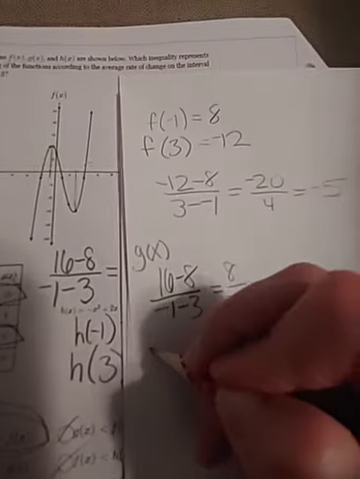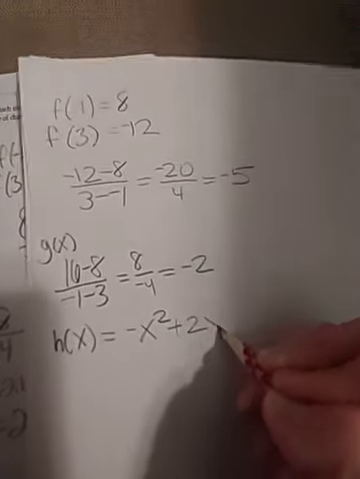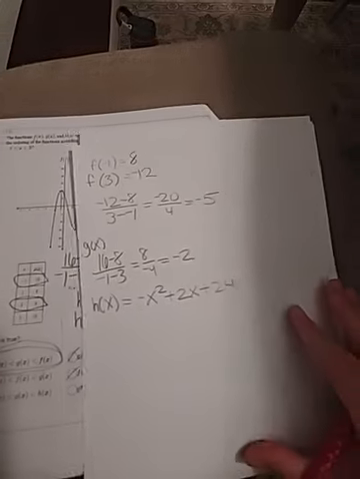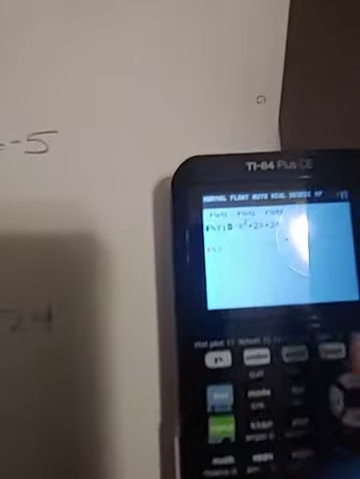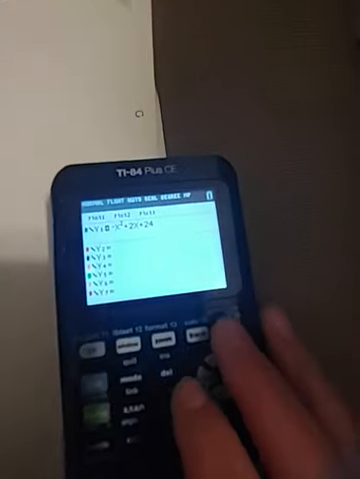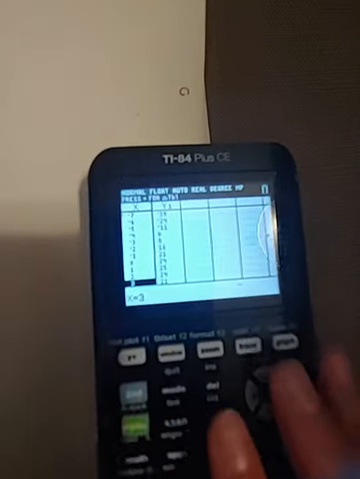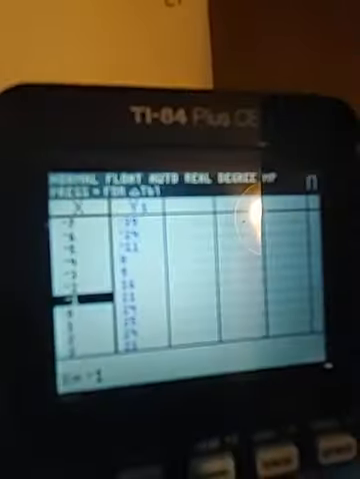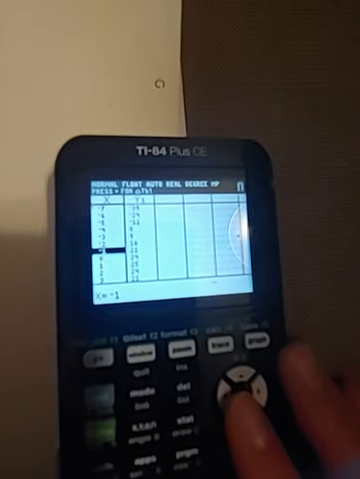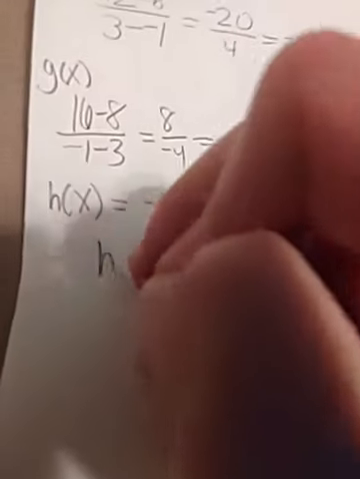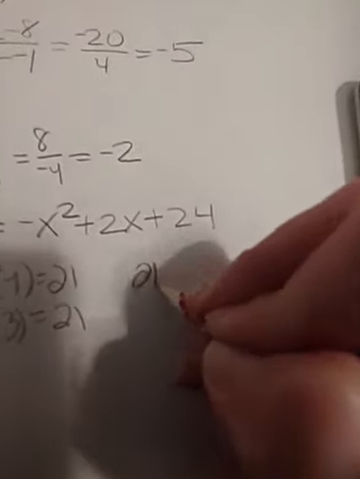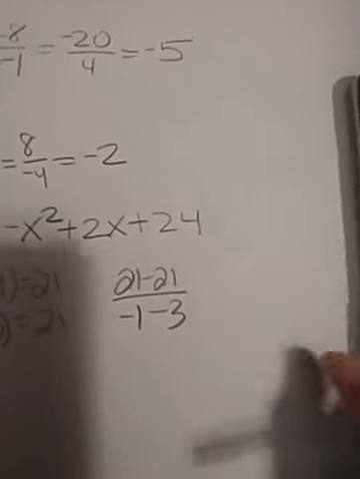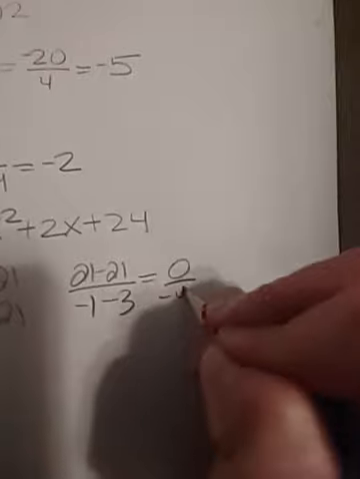And then the last one, which was h of x. Let me rewrite it so we can see it better: -x squared plus 2x plus 24. Okay, that one we can use our calculator for. So when we type it into our calculator in y equals, and we go to the table, -1 goes with 21, and 3 goes with 21. So we have 21 minus 21 over -1 minus 3. So we have 0 over -4, which is 0.